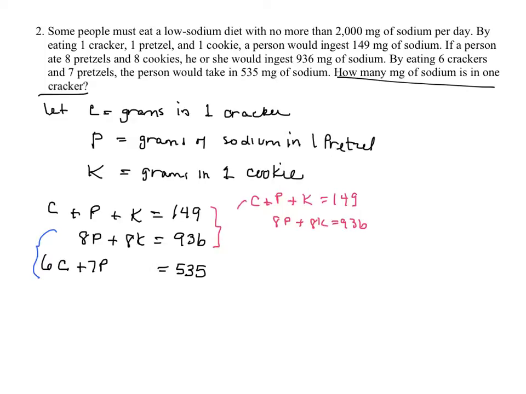We will get, I'm going to just move it down here, negative 8C minus 8P minus 8K is equal to negative 1192. And that's multiplying everything through by negative 8 in the top equation. And then the second equation, of course, stays the same.